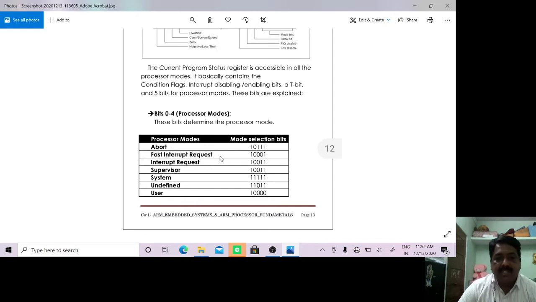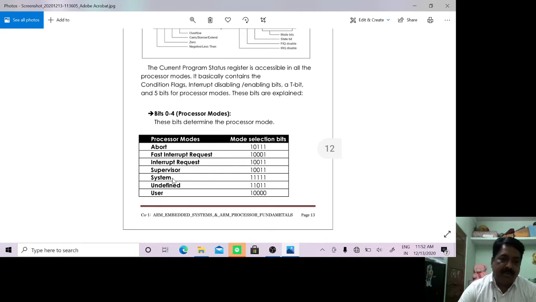Fast interrupt request is the top priority interrupt request. When that mode is selected by the processor, then the mode bits will represent 10001. Like that, IRQ is 10010. Supervisor mode: we already know supervisor mode is the one where the processor is handed over to the operating system, and that is represented by the mode bits 10011.